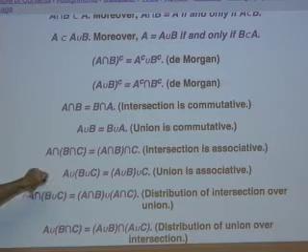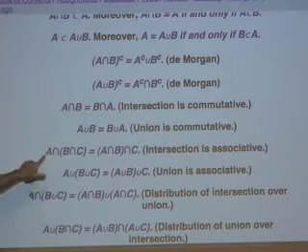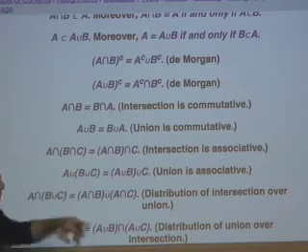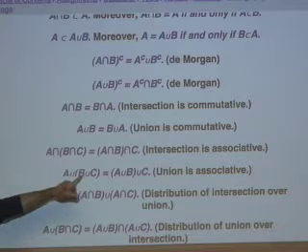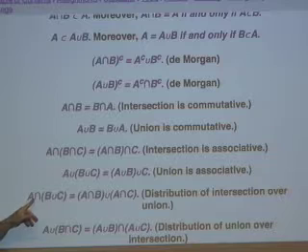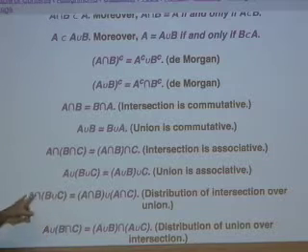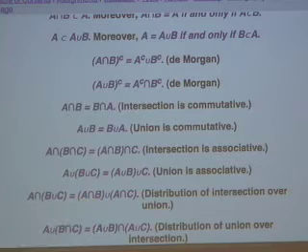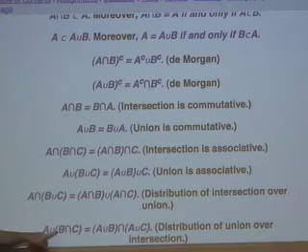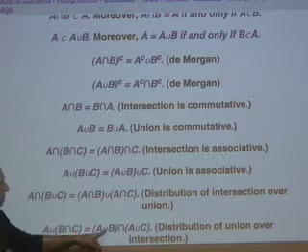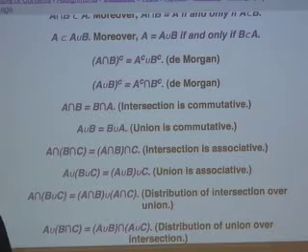Then we have these associative rules. If it's in A and B and C, then it's in A and B and C. If it's in A or B or C, then it's in A or B or C. If it's in A and B or C, then either it's in A and B or it's in A and C, or both. If it's in A or B and C, it's in both A or B, and it's in A or C.